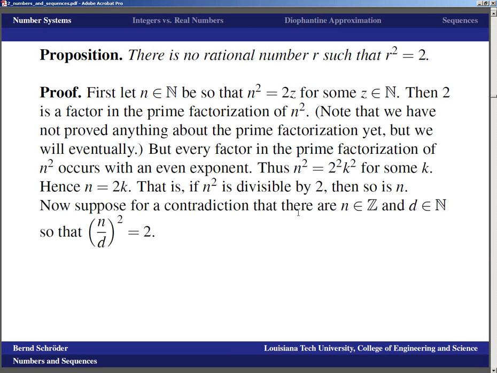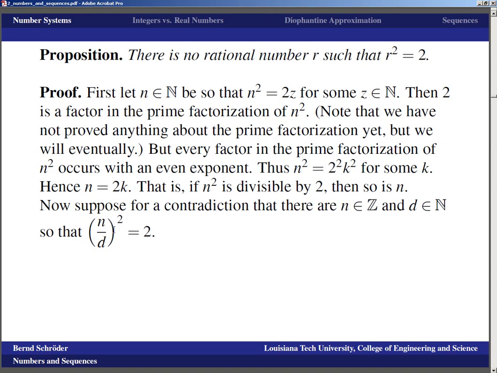Now we suppose for a contradiction that there is an integer n and a natural number d, a denominator, so that (n over d) quantity squared is 2. So we suppose for a contradiction that this statement is wrong. That's a standard proof method. In a proof by contradiction, you assume the contrary of what you want to prove, and you derive something from it that can't be true. Because something true cannot imply something false, the assumption we made must have been false, and that means there cannot be n and d so that (n over d) squared is equal to 2.